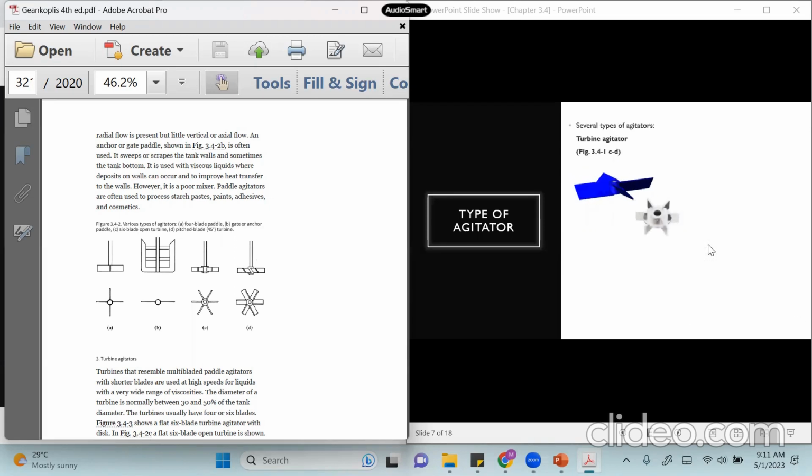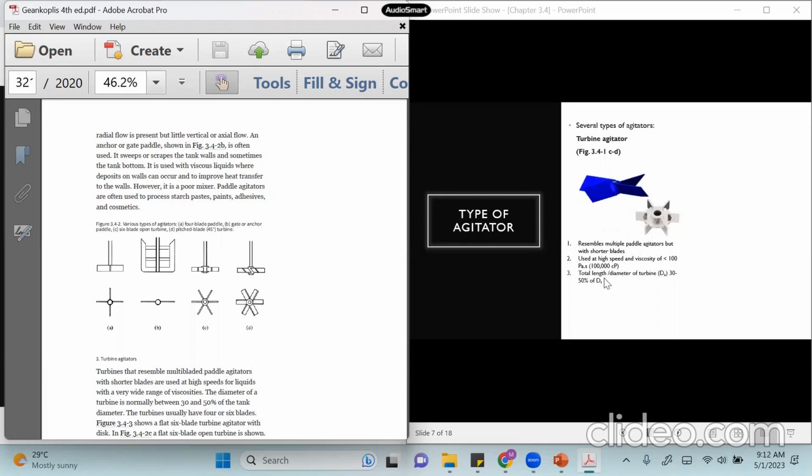And then we also have the turbine agitator, these two, C and D, Figures 3.4-2C and 3.4-2D. It actually resembles the multiple paddle agitator, however with shorter blades. It can be used at high speed and with viscosity of less than 100,000 cP.